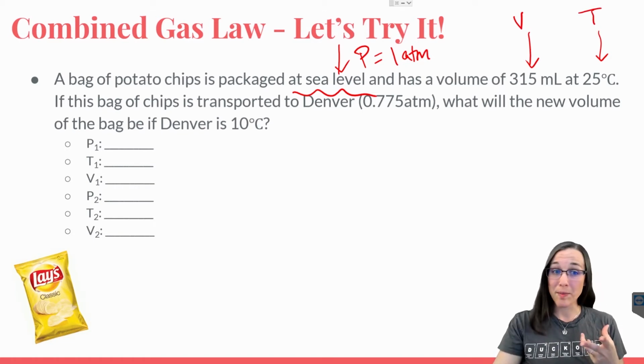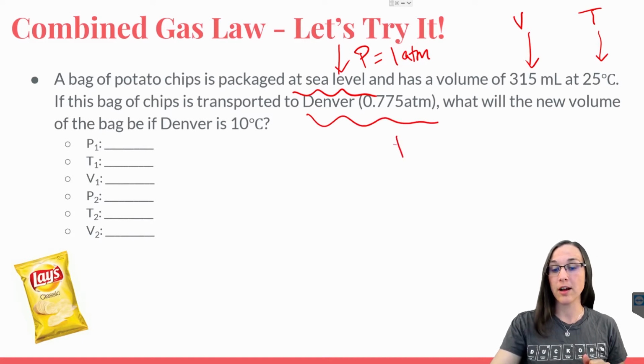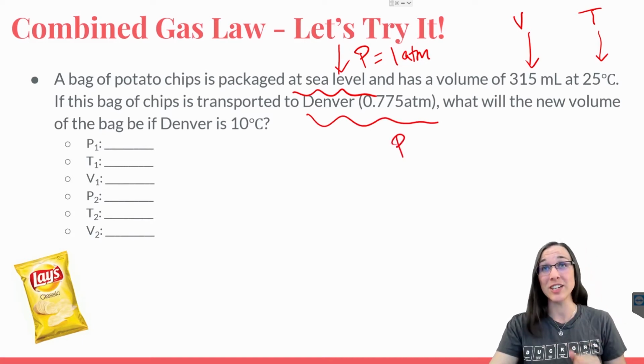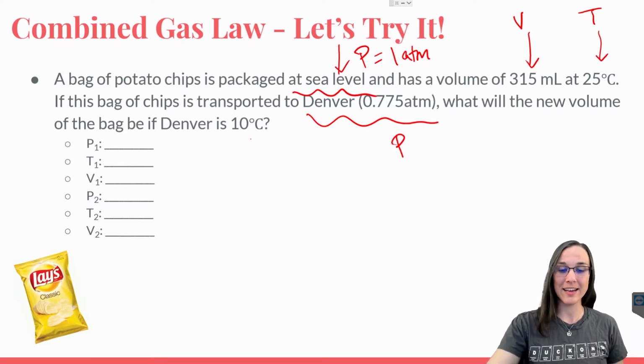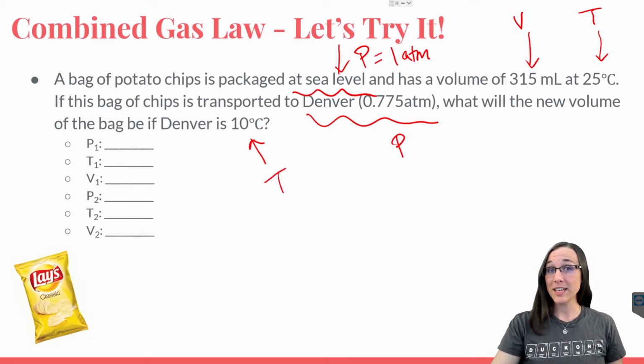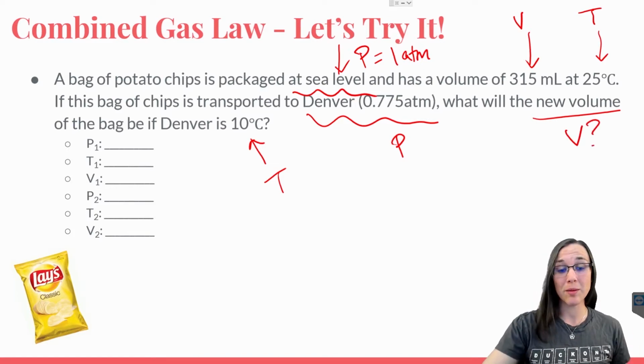If this hypothetical bag of potato chips was transported then to Denver at a new pressure of 0.77 atm, so less pressure, higher elevation, what will the new volume of the bag be in Denver at 10 degrees Celsius, because it's colder in Denver. So we have another T value there, and we're trying to find a V value. Let's fill in our blanks then.